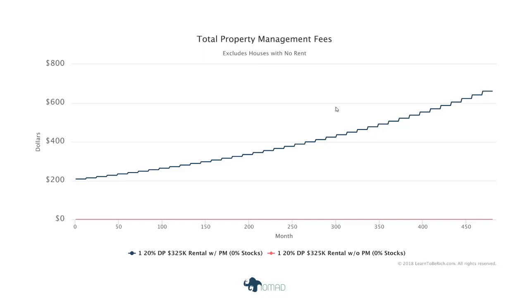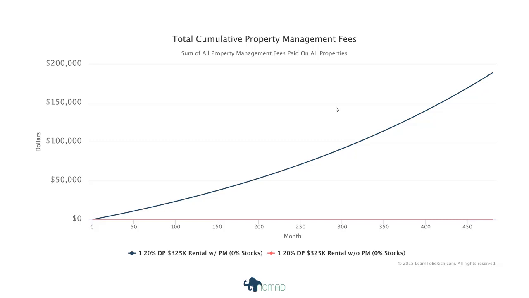But if you're actually paying property management, it starts off at just over $200 a month. That's 11.67% of $1,850 a month in rent. And it goes up each year as your rents go up until you're finally, by the time you get to year 40, which is where this is on here, you're paying just over $600 a month in property management fees. Okay?